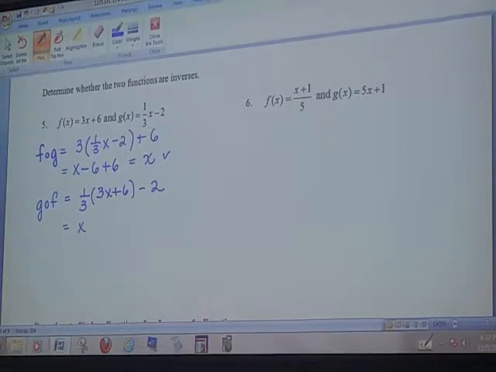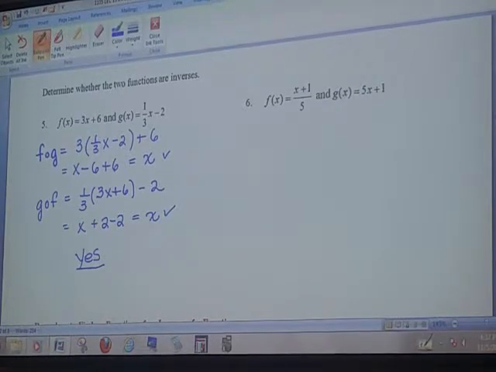That's gonna give me x plus 2 minus 2, which equals x. So the answer is yes. I start with an x, I do the composition, I end with an x in both cases.